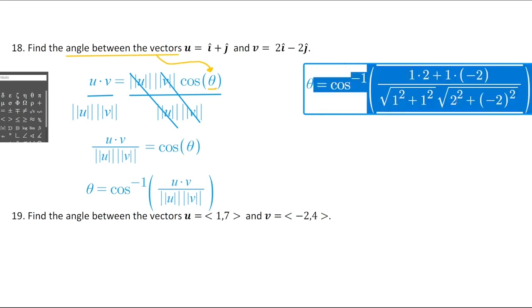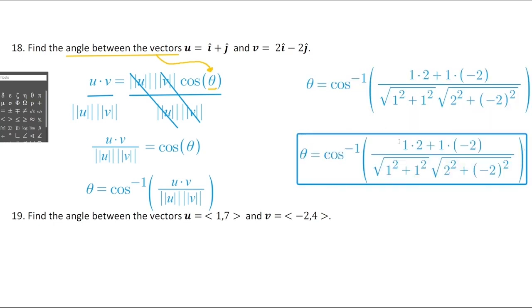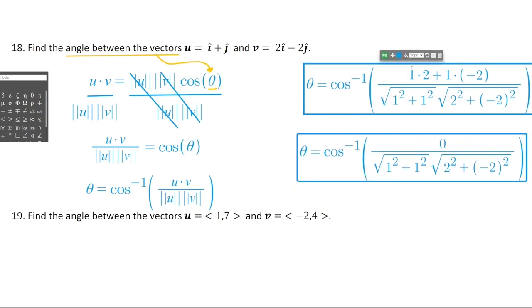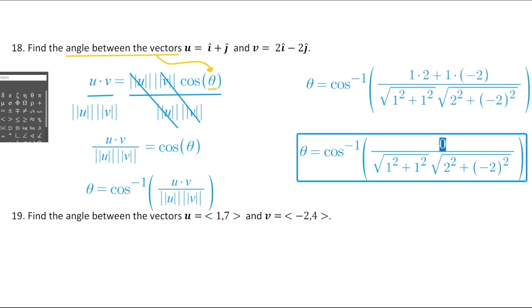Now something I'm noticing here before I jump to the calculator is this dot product is going to be 2 plus negative 2, which is 0. So as soon as I notice that the dot product is 0, I can calculate the inverse cosine of 0 pretty quickly. Using the unit circle, we can see that cosine of 90 degrees, or pi over 2 radians, is 0. And so that's going to be the angle between the vectors. So we can almost just stop right there. Anytime the dot product is 0, the angle between the vectors is going to be 90.